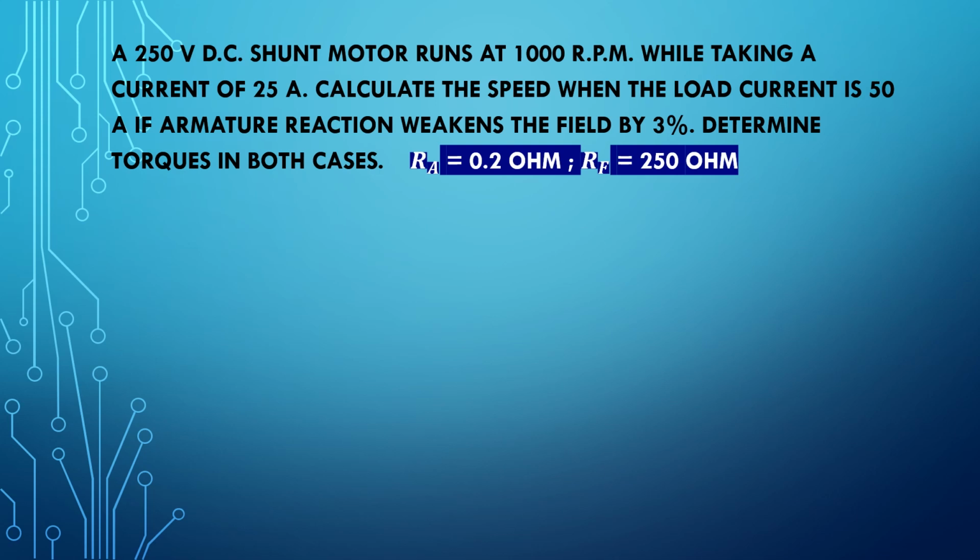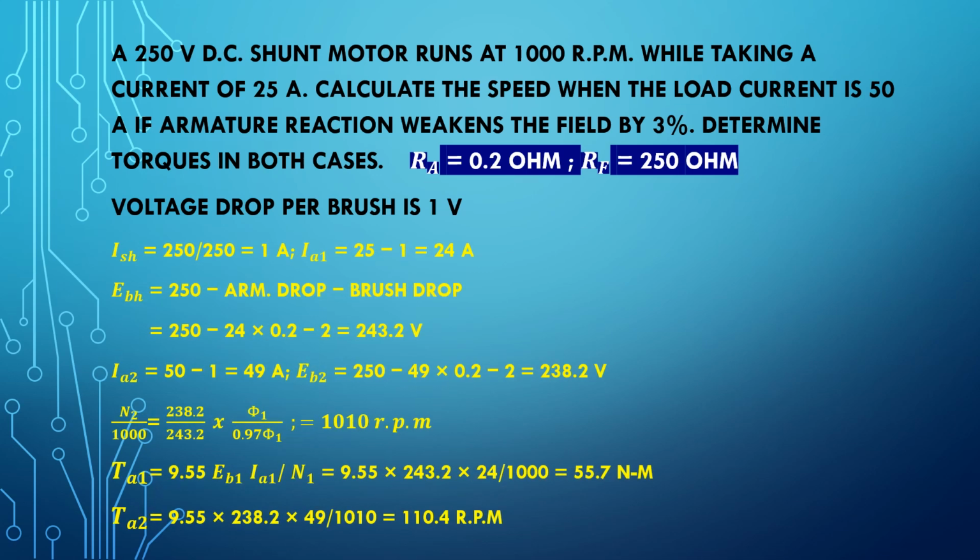R sub A is equal to 0.2 ohms and R sub F is equal to 250 ohms. The voltage drop per brush is 1 volt. So to find the current, I sub SH is equal to 250 divided by 250, which is equal to 1 ampere. And to find the current I sub A1, it is equal to 25 minus 1, which is equal to 24 amperes.